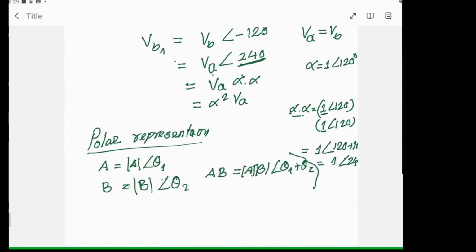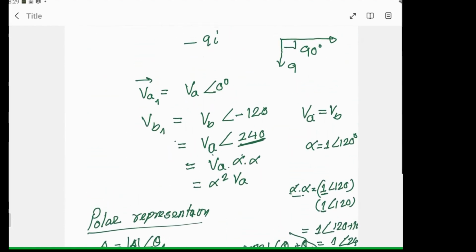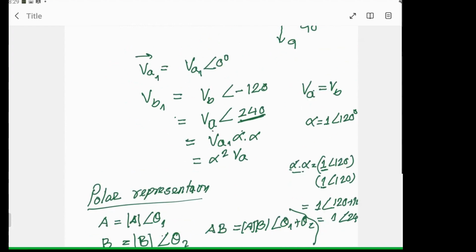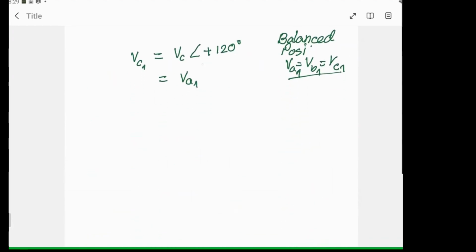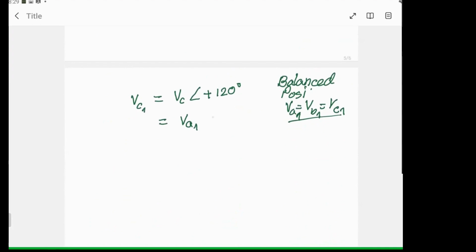So this is VA1. For A1, we will consider all are the same value. So this one will be multiplied, given by alpha. So I will multiply with alpha. Okay. All right.